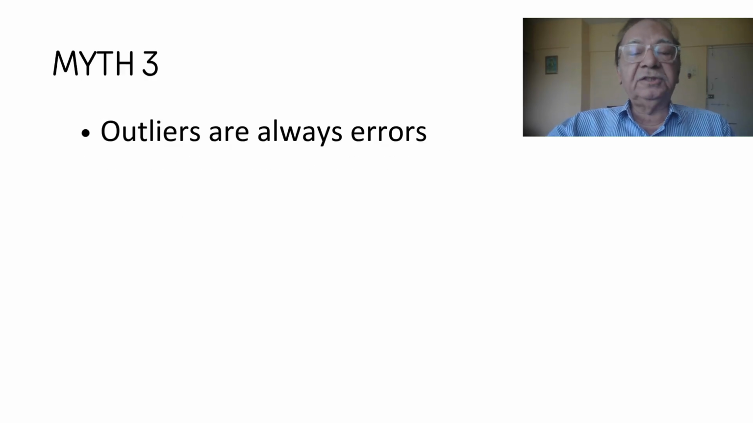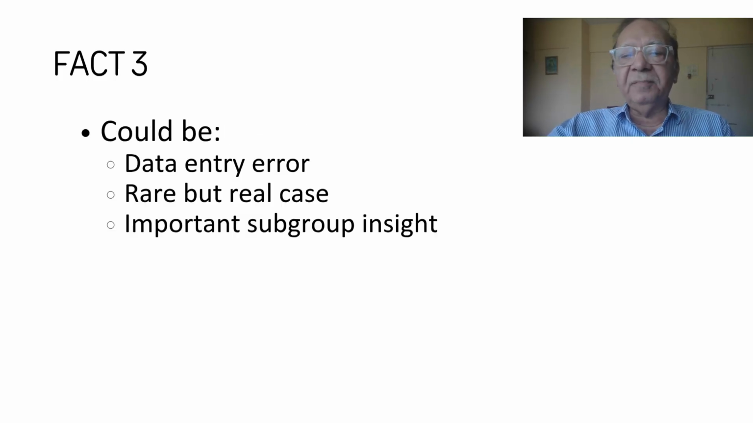Myth 3 versus fact 3. Outliers are often assumed to be errors. While some may result from data entry mistakes, others may represent rare but important cases or subgroups. Each outlier must be investigated before making decisions.